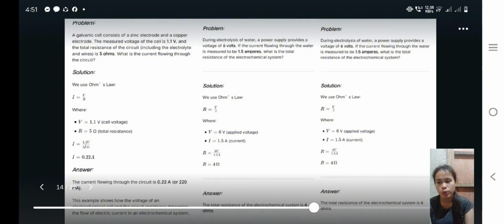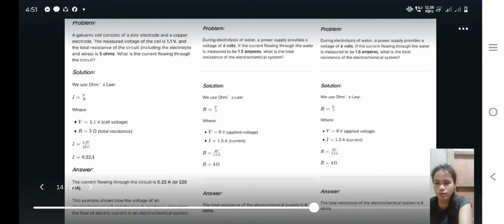So we use Ohm's law, where V equals 1.1, the cell voltage, and R is 5, the total resistance. So the missing one there is the I, right? So we're going to find the I. We're going to find the current, right?